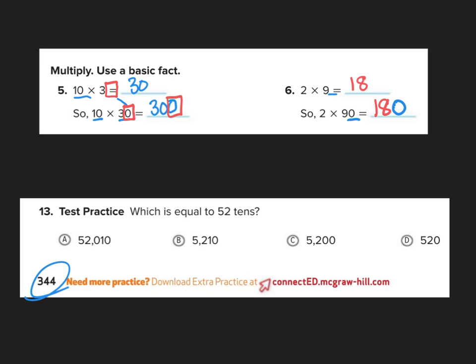Sorry, page 344. Okay. I wanted to do this quick. Which is equal to 52 tens? Now, if I have 52, we know whenever we put tens after it, we're just putting a 0 there. Right? 52 tens is the same as 520.